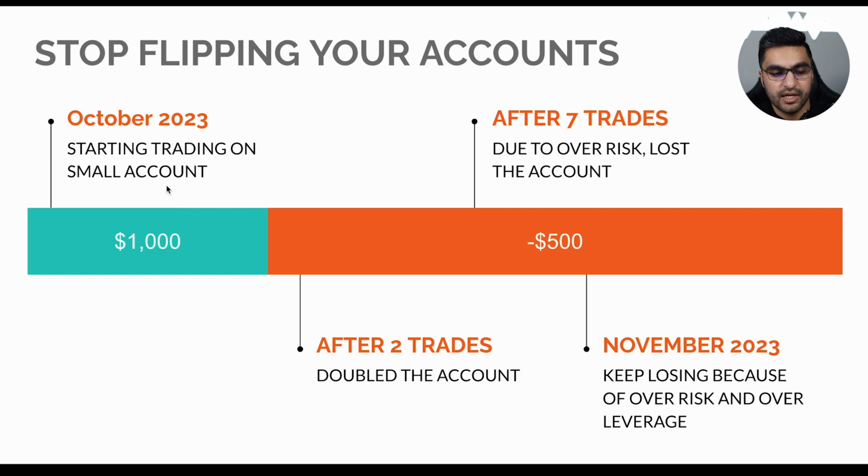That's why I made this sheet. Let's say that you're starting with a $1,000 account. It's a small account. After 2 trades, you have doubled the account. But after 6, 7, 8 trades, I can guarantee that you will lose the account that you flipped from $1,000 all the way up to $2,000, because you will get that ego: all right, I turned $1,000 into $2,000, I'm going to turn $2,000 into $4,000, then $4,000 into $8,000. Then what's going to happen? 2 or 3 consecutive losses are going to wipe your account.